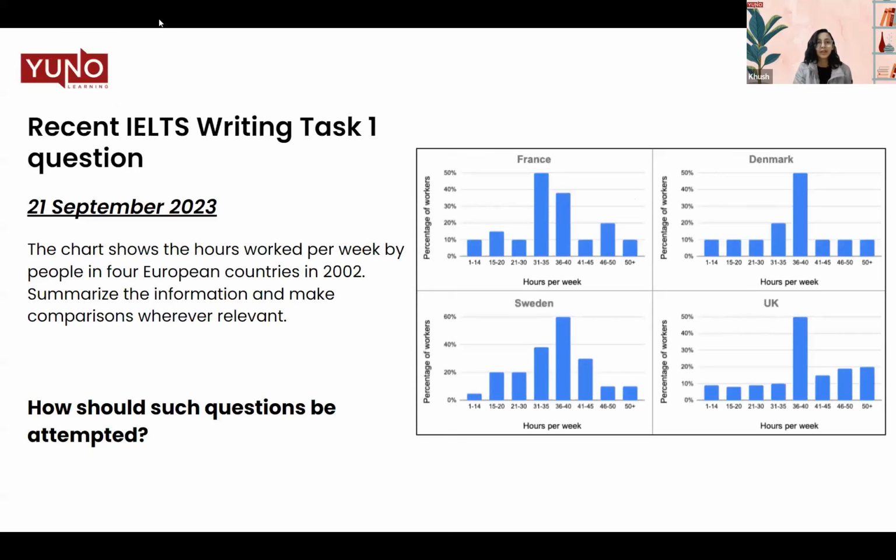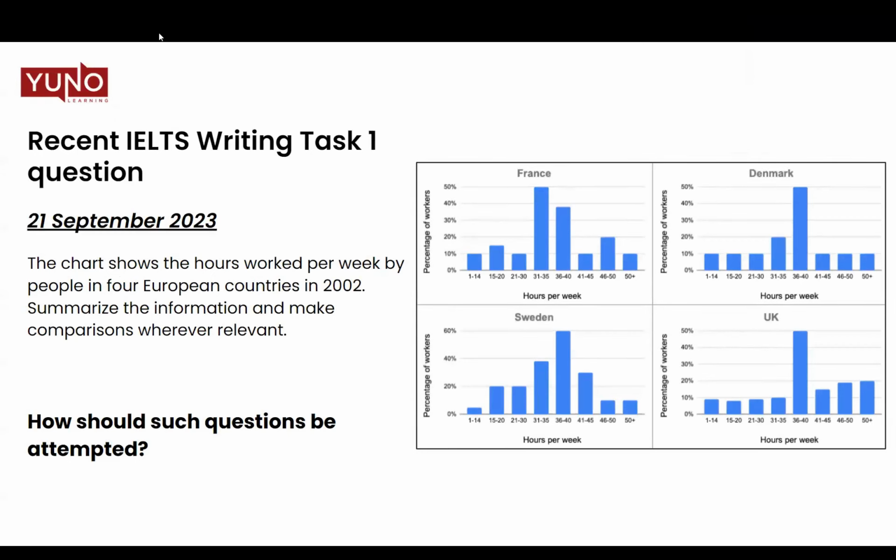So today we're going to discuss a bar graph. Now this bar graph was a recent IELTS Writing Task 1 question and it was asked on 21 September 2023. So let's have a look at this bar graph before we start into it.